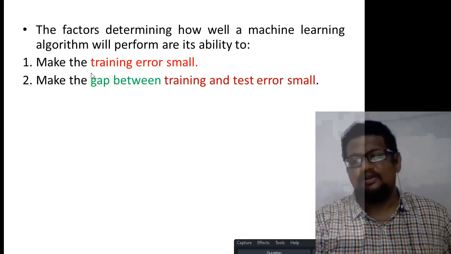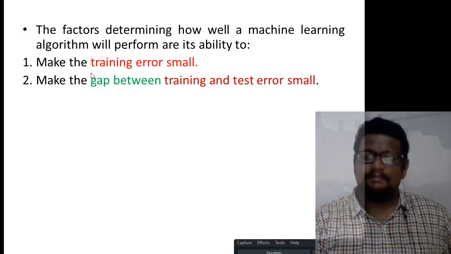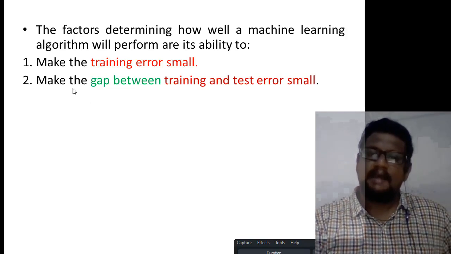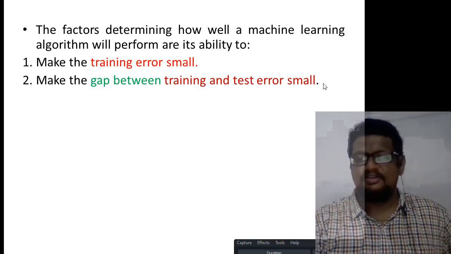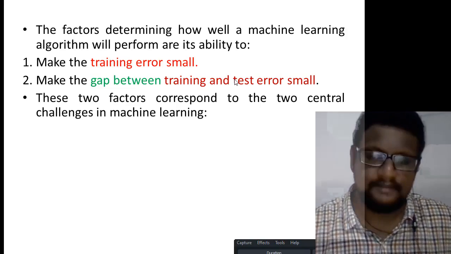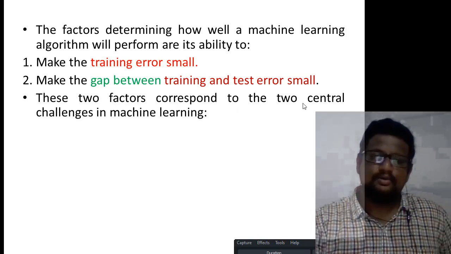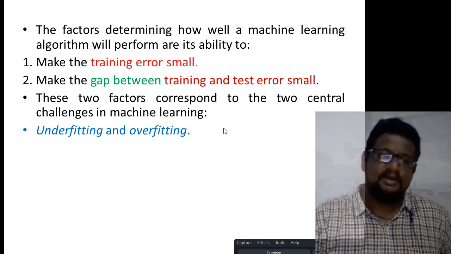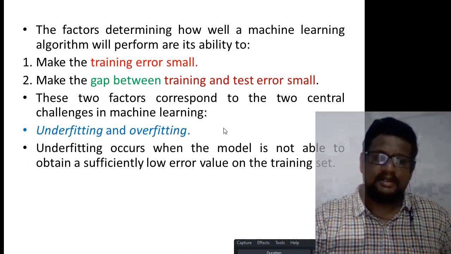The factors determining how well a machine learning algorithm performs are making the training error small, that is, the training error should be reduced. That is obvious, a very primal condition. And making the gap between the training error and testing error small. This is what we are going to address in the concept of weight regularization. These two factors correspond to two central challenges in machine learning, that is underfitting and overfitting.